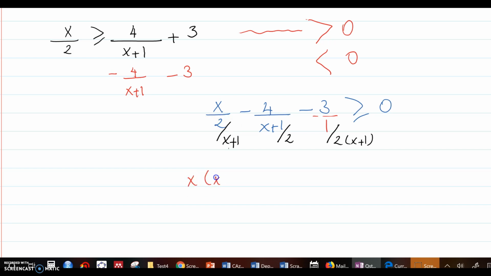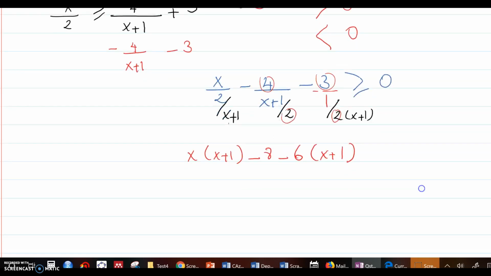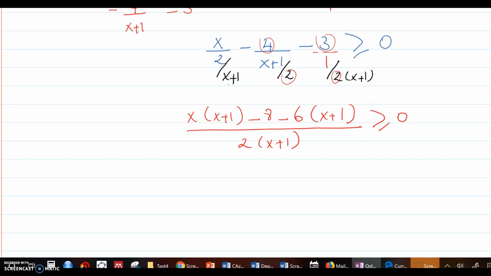So x times x plus 1, negative 4 times 2 is negative 8, right? That's it. Negative 3 times 2 will be negative 6 times x plus 1, right? Because I'm multiplying 3 and 2 here, I'm multiplying 4 and 2 there. And then on the denominator, we're going to have 2 times x plus 1, and I want everything to be greater than or equal to 0. Okay, so first let's deal with the top numerator part.